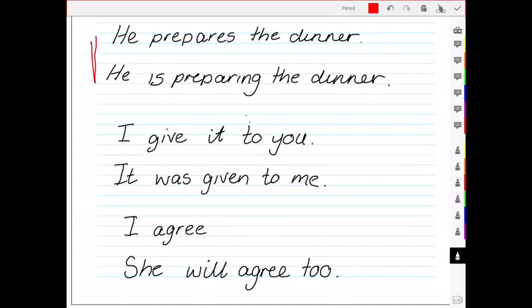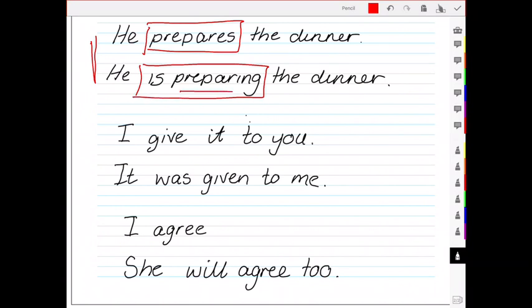He prepares the dinner versus he is preparing the dinner. In this first example, you can see that there is one verb, prepares. In the second example, however, you can see that there is a verb phrase, is preparing. And preparing is the main verb, while is the auxiliary.